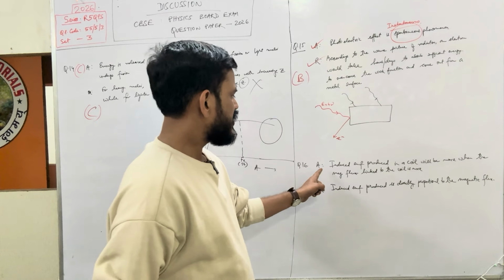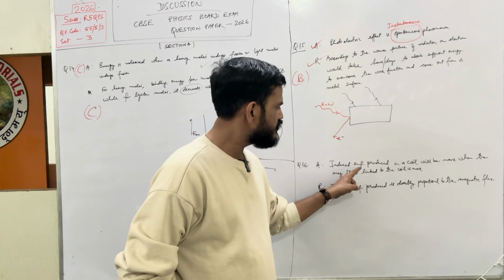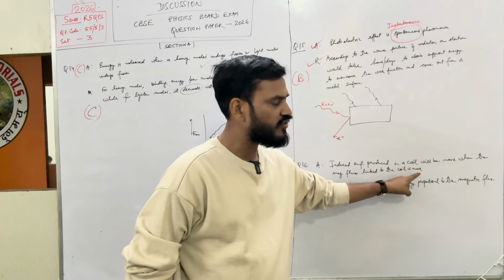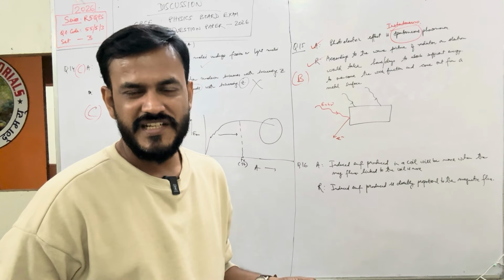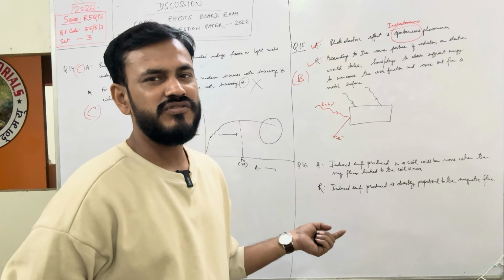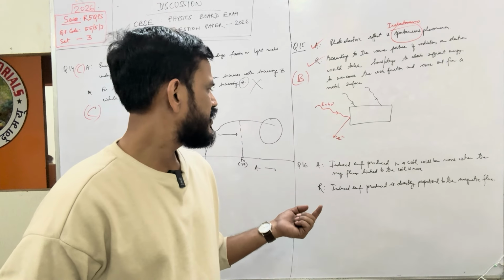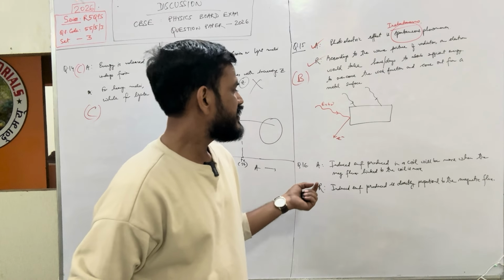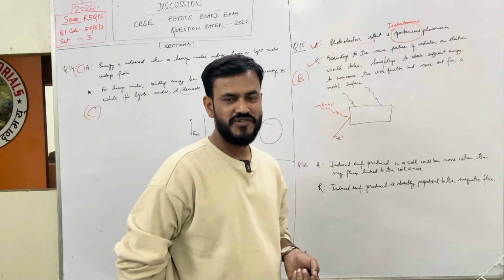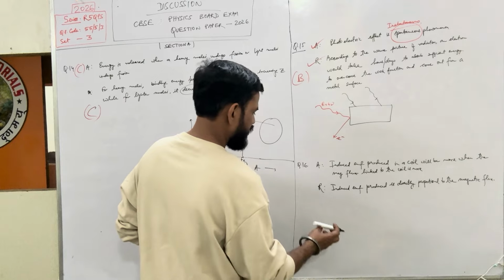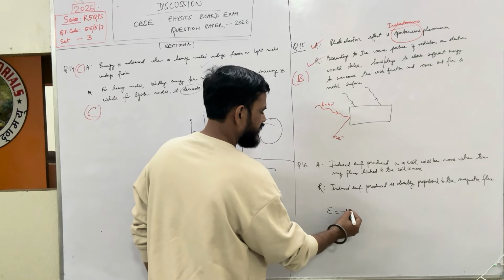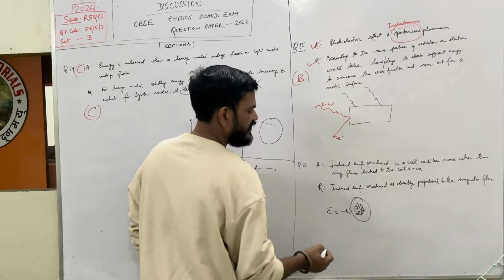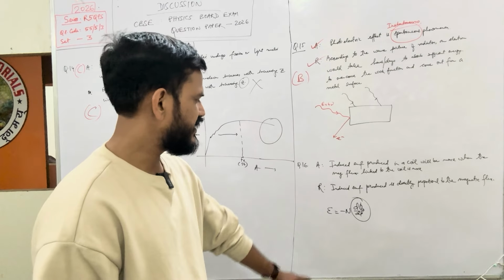Now we move to question number 16, which says the induced EMF produced in a coil will be more when the magnetic flux linked to the coil is more. This is a wrong statement. Magnetic flux linked to the coil will not produce more EMF, but the change in magnetic flux should be more, not just the flux. So EMF should be minus n d phi by dt. This change in magnetic flux with respect to time should be more for the EMF to be more.